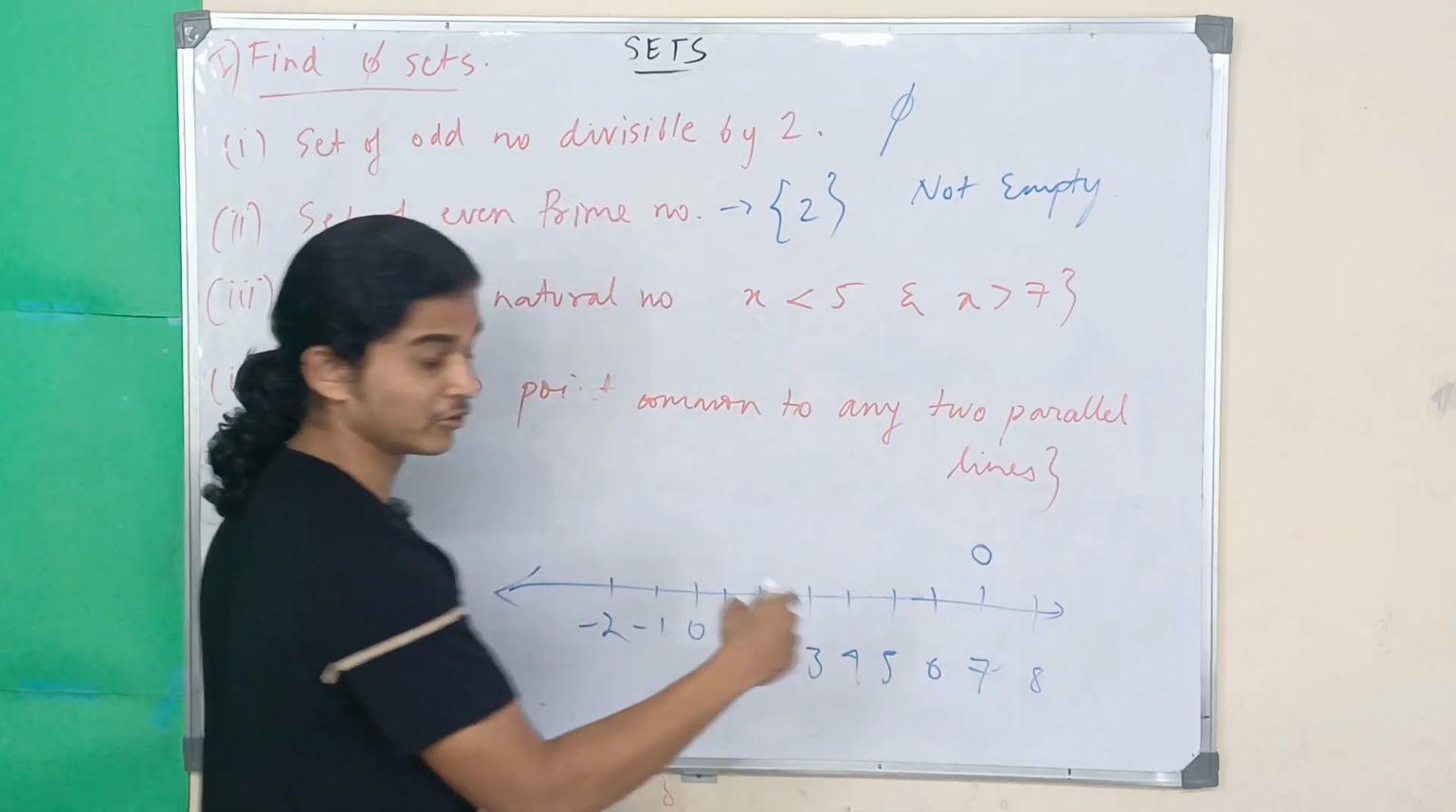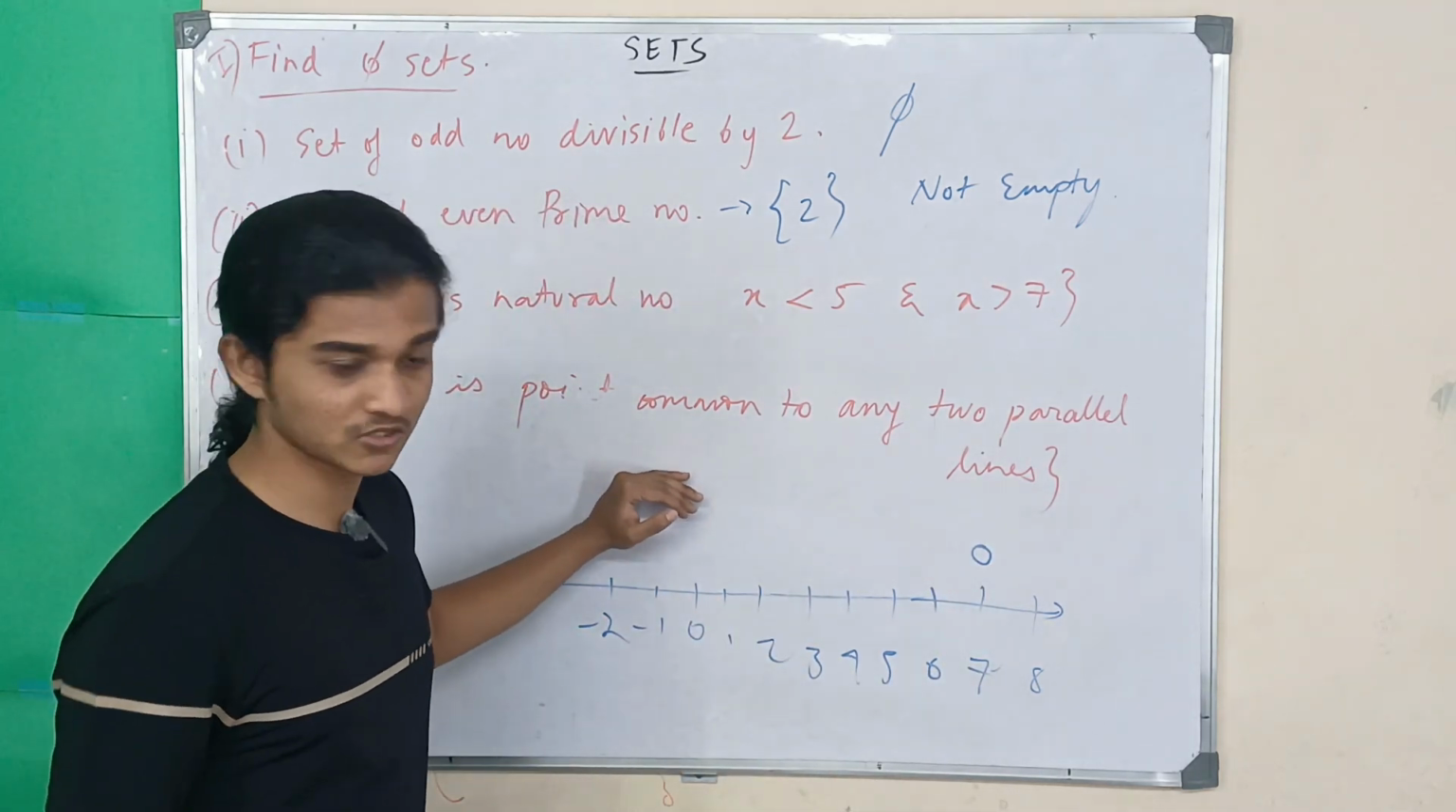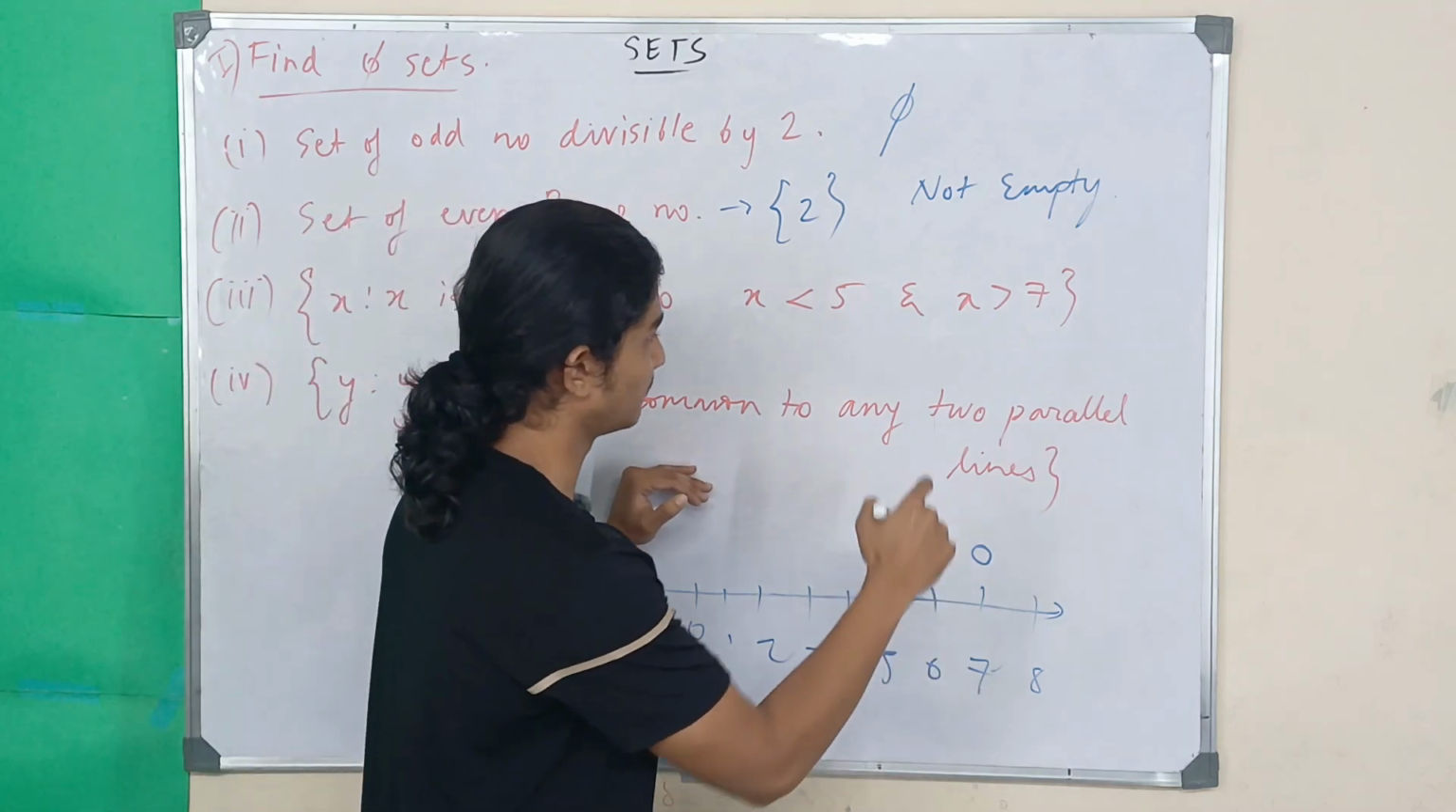Now they're saying x is greater than 7 but not equal to 7, so I just need to circle this. If you don't know how to do this, check my first part of this set theory. I'll put the link in the description. So let's continue.